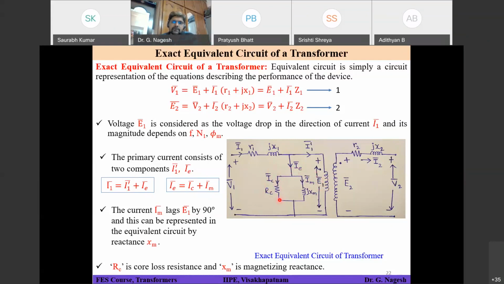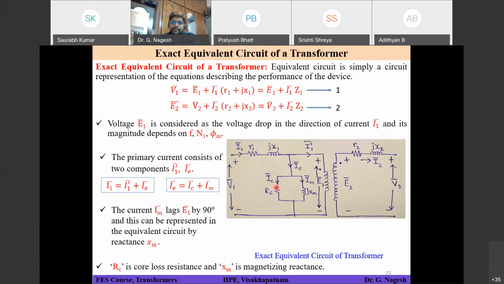So RC is the one which is representing the core losses in your transformer. Okay. Some losses existing means it should flow through resistance only. Then only that can be considered as a loss. Okay. Right. So RC represents the core loss resistance.